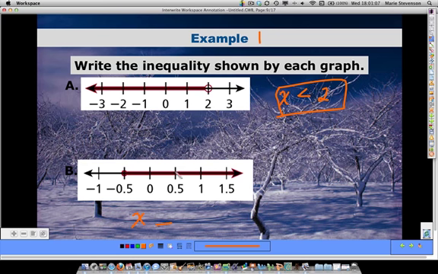Now, it's everything bigger. Do you see that as we go to the right, it's getting bigger? So it's going to be a greater than. And the endpoint is on negative 0.5. So that's how I would write that. Just like that. Okay, hopefully you're remembering this. I'm not joking. You did do this last year. Okay? All right, let's move on.